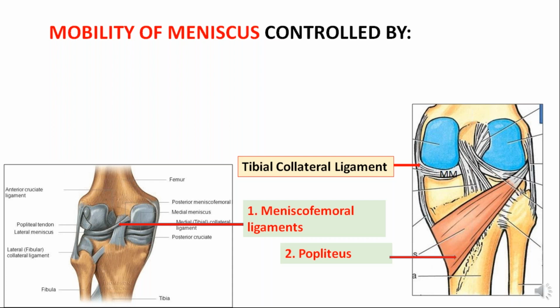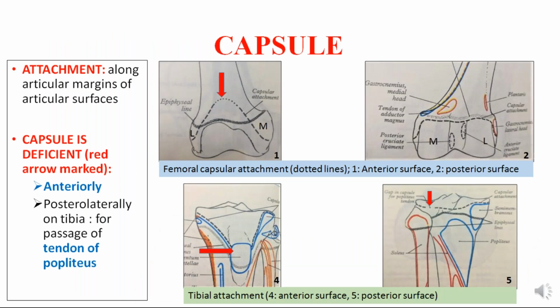So now coming to the capsule of the knee joint. The capsule of the knee joint surrounds the knee joint. It is attached along the articular margins of the articular surfaces. So we know what the articular surfaces are already. This is the femoral articular surface on the anterior and the posterior part. The tibial articular surfaces, showing the tibial attachment of the capsule on the anterior and the posterior part. So the dotted lines in these diagrams show the attachment of the capsule.